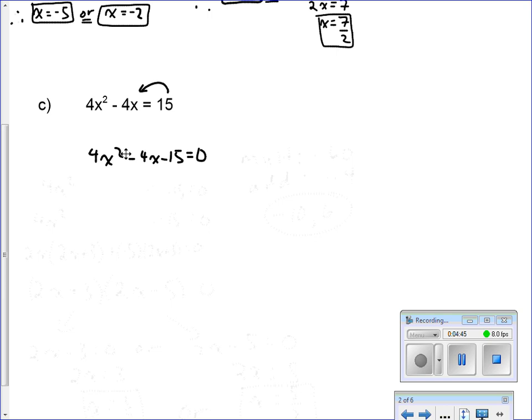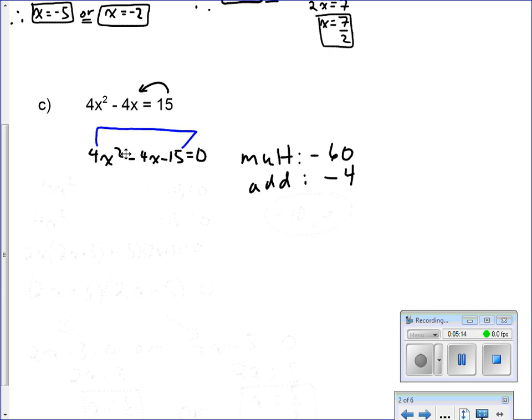Now, in order to handle this problem, we have to look at numbers that multiply, because we have the 4 and the negative 15 coming together, multiplying to negative 60, and adding to negative 4, the center part. The first time you do it, you always start with just positive numbers. Two positive numbers that multiply to 60 are 10 and 6.